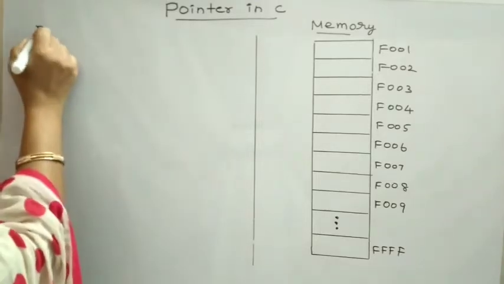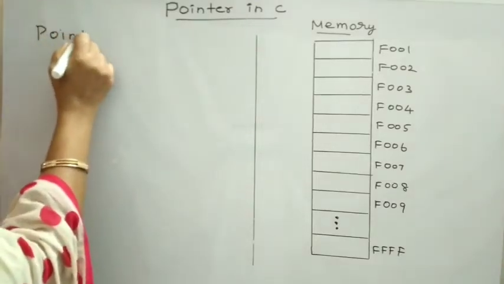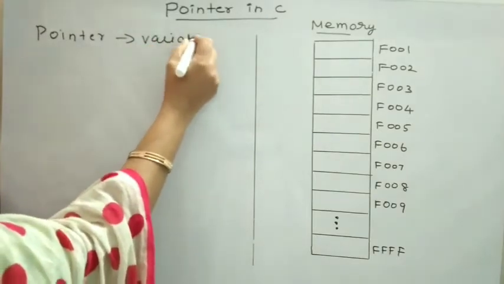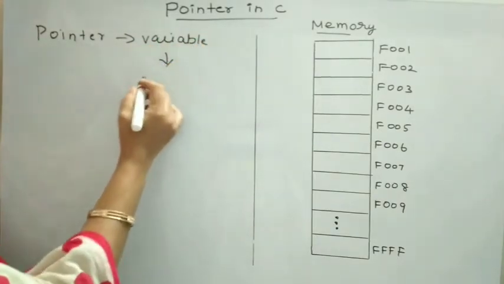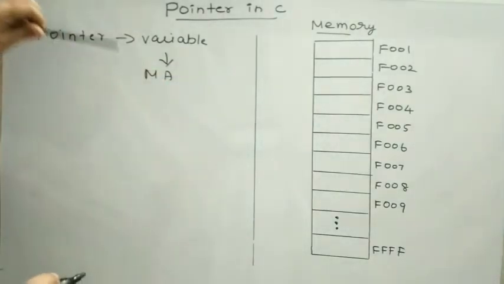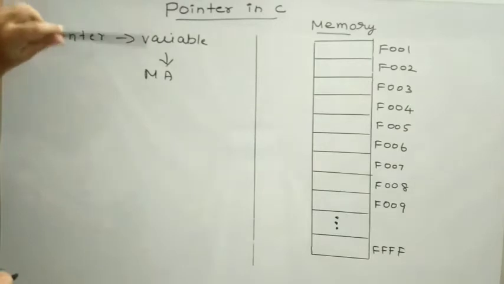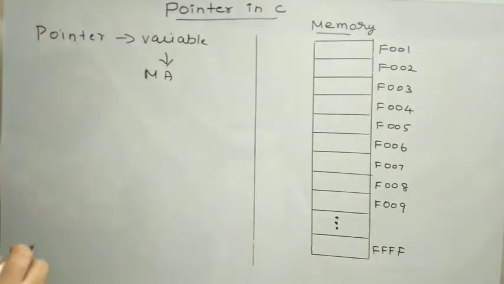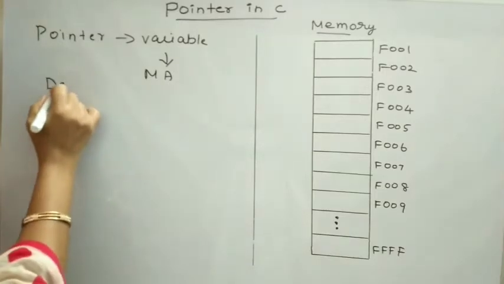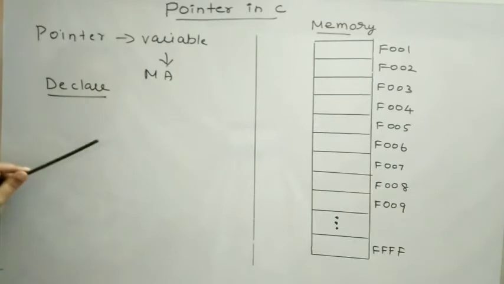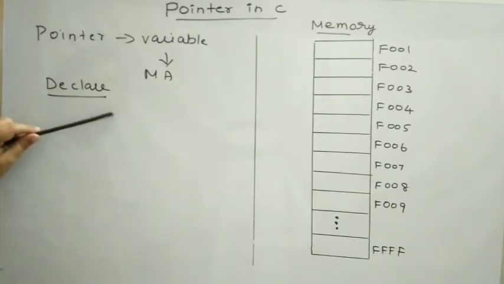What is a pointer? A pointer is a variable which is used to hold a memory address. Unlike other variables, a pointer variable will not hold a value, but it holds a memory address. Then how do we declare a pointer variable? Like other variables, a pointer variable should also be declared before it is used. How to declare?